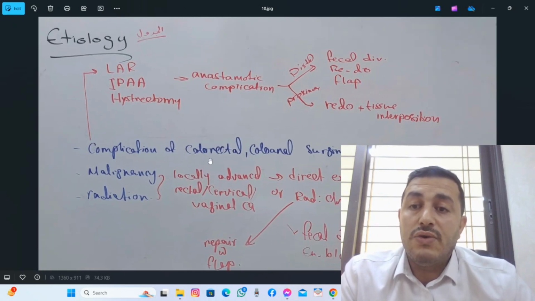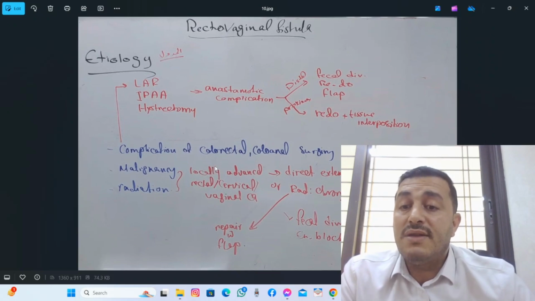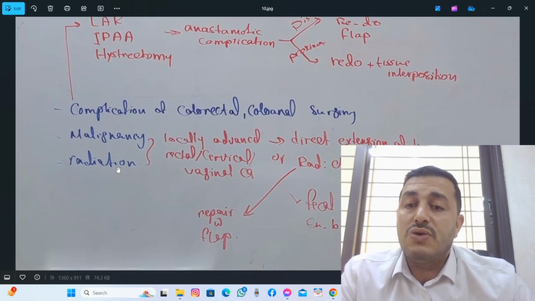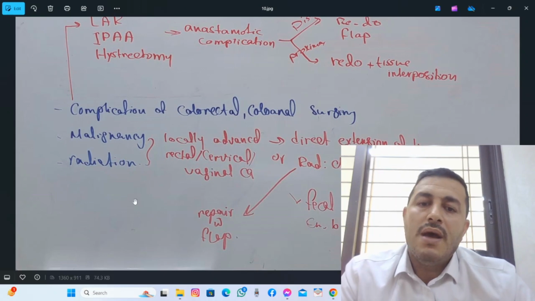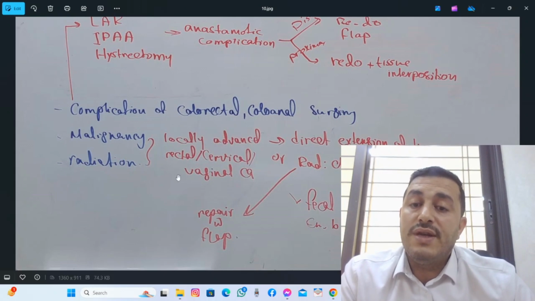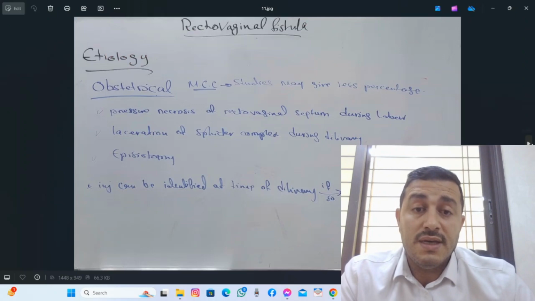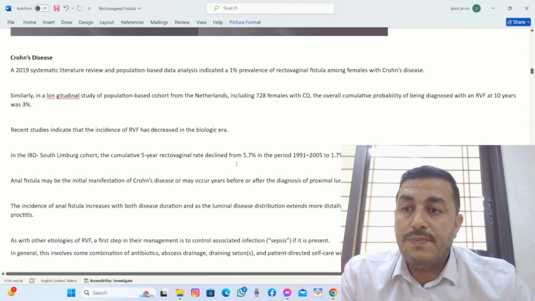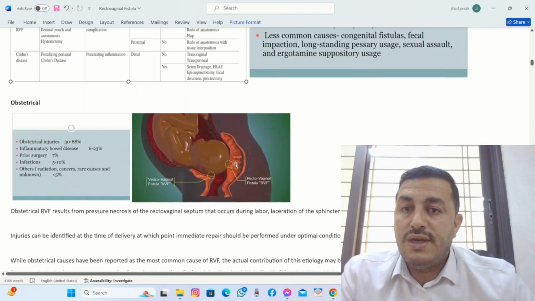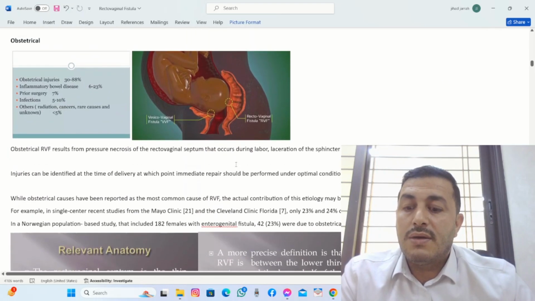Complication of coloanal, colorectal surgeries. Malignancy and radiation. How can malignancy and radiation cause fistula? Malignancy by direct extension of the tumor. Of course, here malignancy of the rectum, cervix, vagina. If we are talking about radiation, this is due to chronic tissue damage, and we would see the diversity of treatment. If we highlight the obstetrical cause, it's over here.